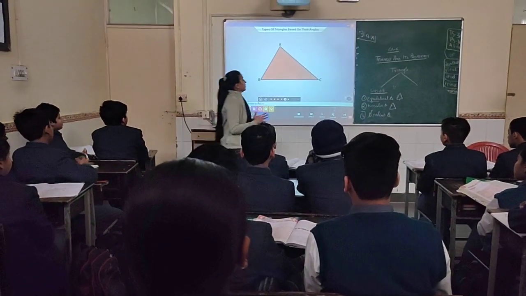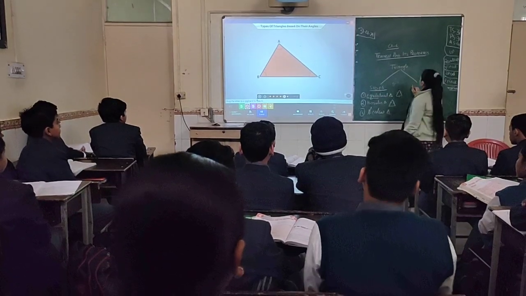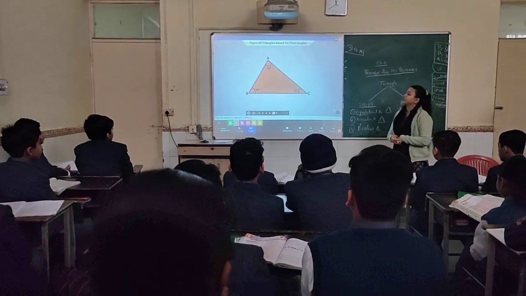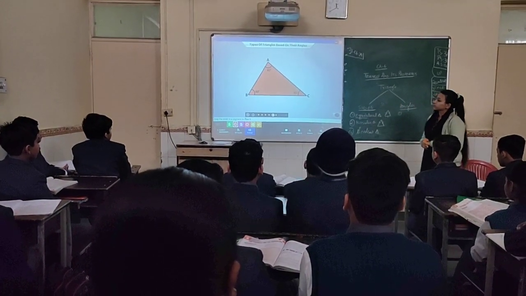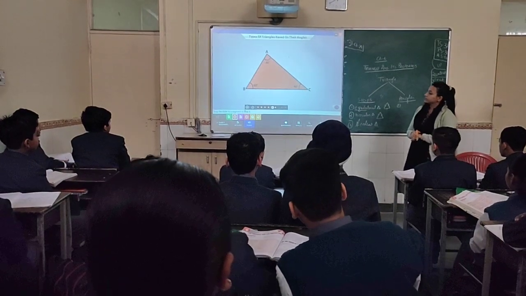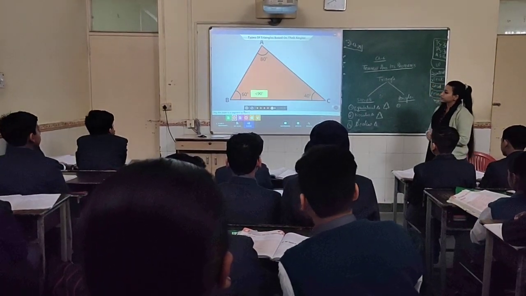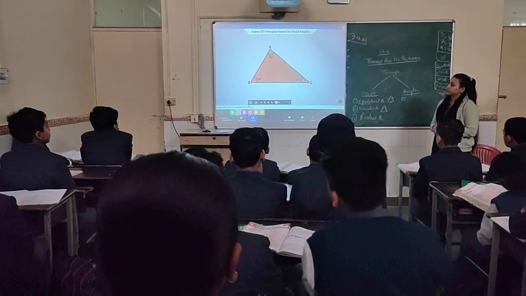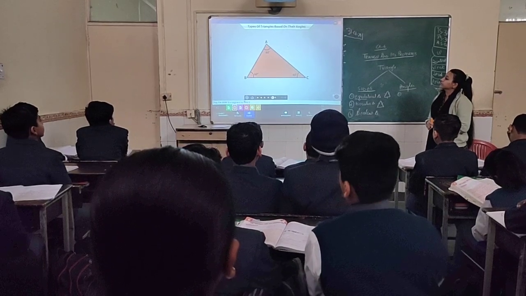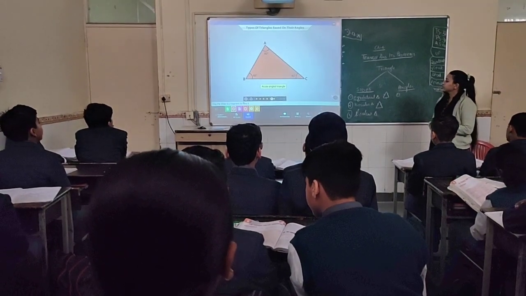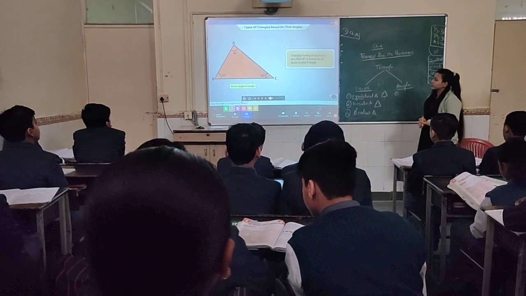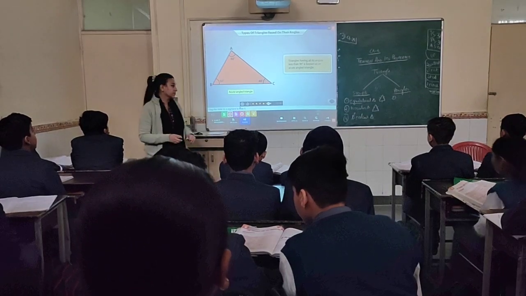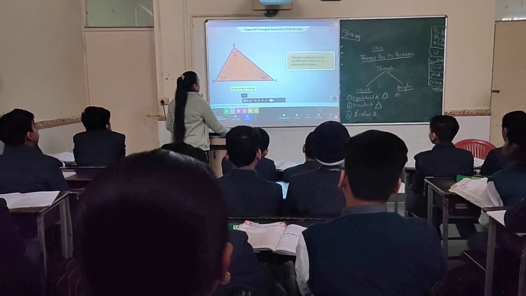Yes. Observe this triangle. Now we bifurcate on the basis of angles. None of the angles are equal. But there is something unique in this triangle. Let's try to find out. All the three angles in the triangle are less than 90 degrees. This means all the angles are acute. Such triangles are known as acute angled triangles. Thus, triangles having all its angles less than 90 degrees are known as acute angled triangles.